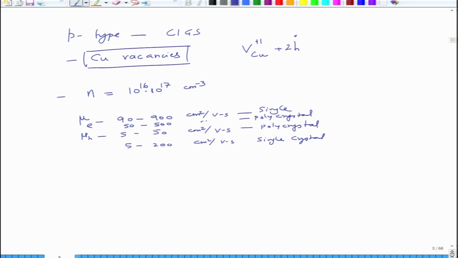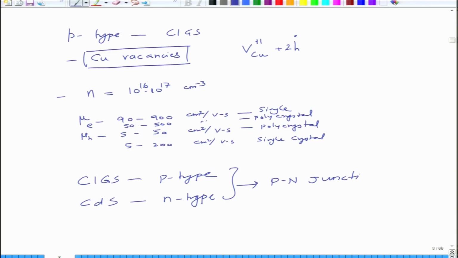So, generally we can say CIGS is generally a p-type material, and that is why instead of making this an n-type, we use CdS as the n-type material to make a PN junction.